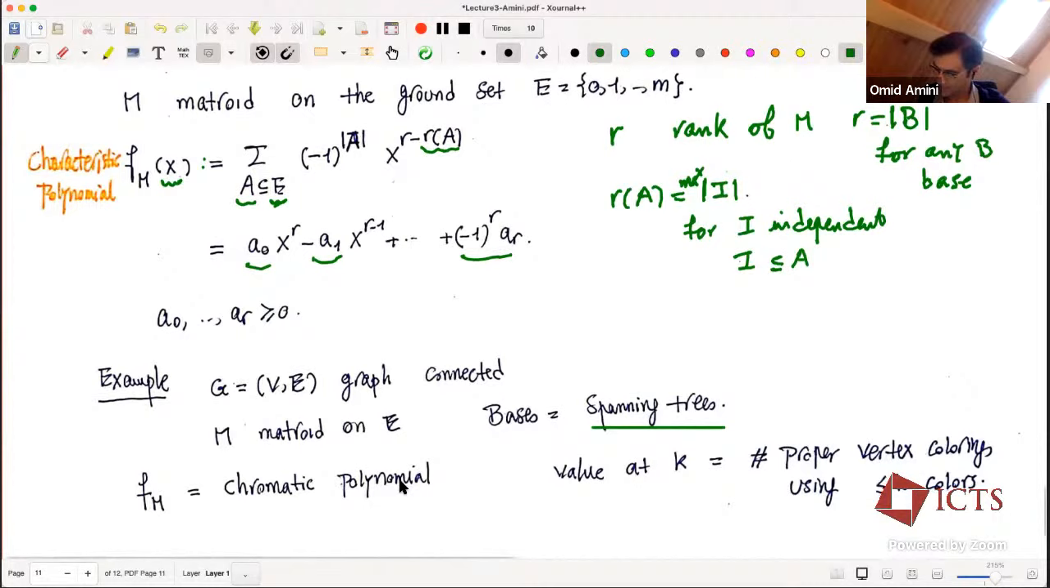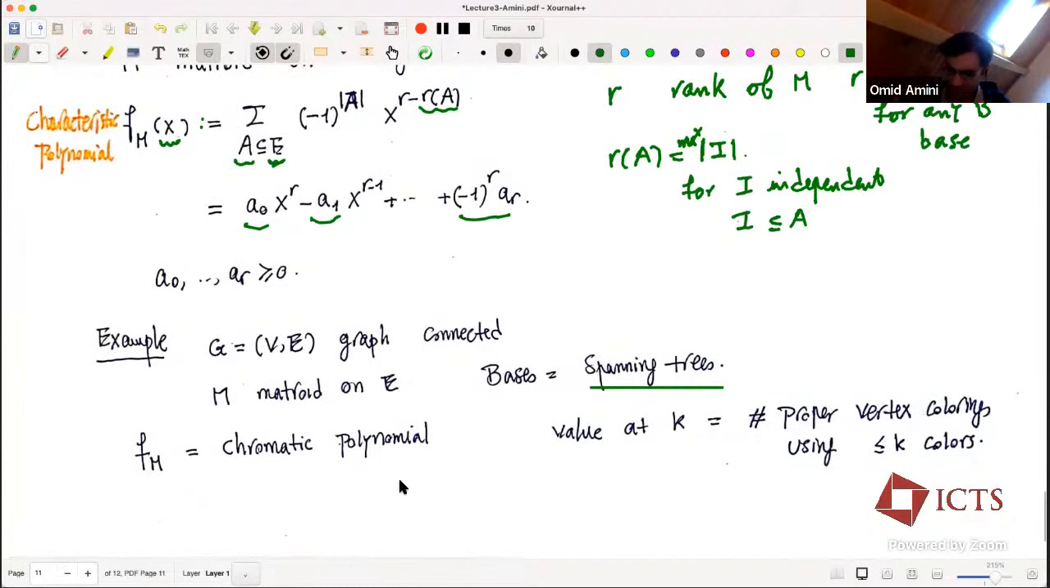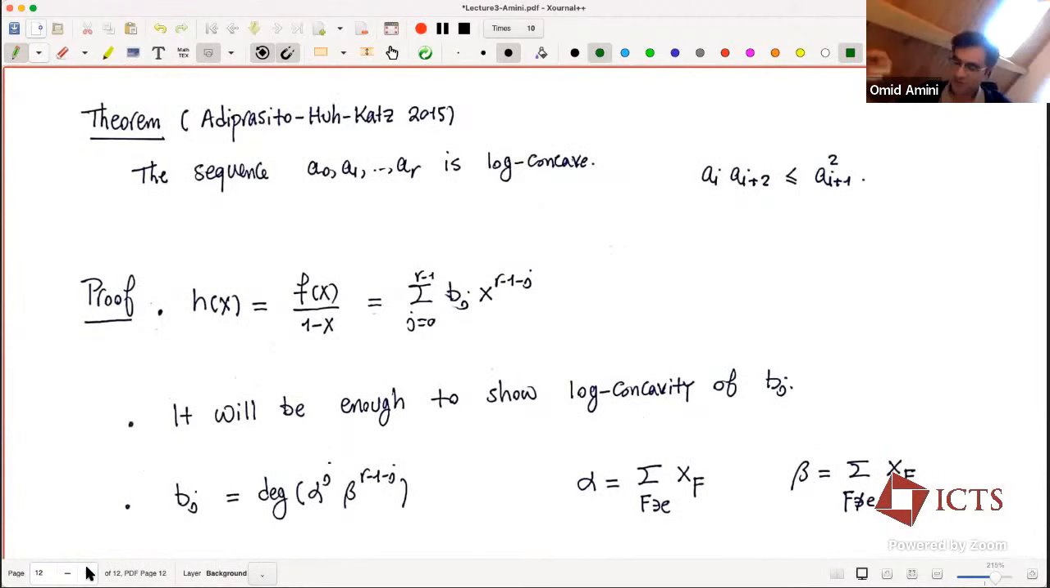So for graphs, you see it as a counting function for proper colorings of vertices. These Hodge theoretic properties were used by Adiprasito, Huh and Katz to prove that this sequence of coefficients is log-concave. That means that if you take three consecutive coefficients, then you have this inequality among them: A_i times A_{i+2} is smaller than or equal to A_{i+1} squared. So if you take minus log, then you get the usual convexity.